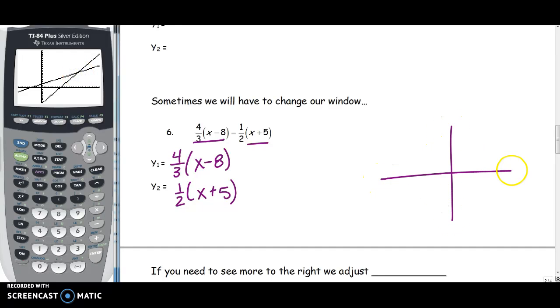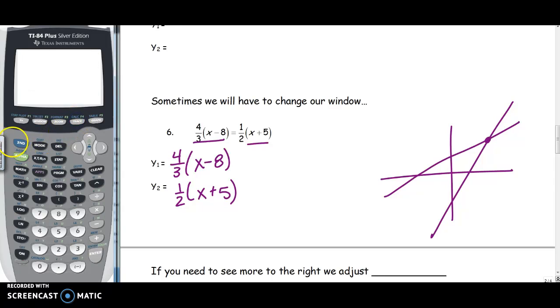So if we sketch our graph here, we would have one line that looks something like that and the other like this. Okay, and then we would need to find the intersection. So second, trace, remember always hit that second button. 5, enter, enter, enter. And our intersection, or x, would equal 15.8.